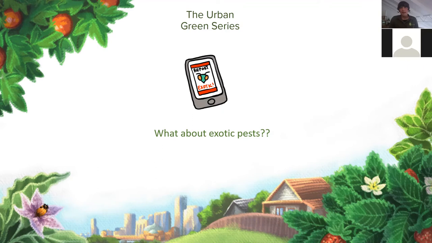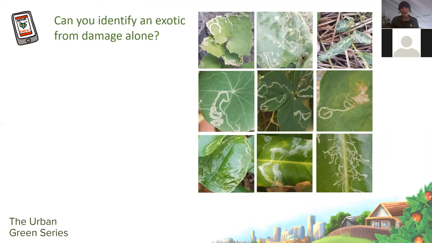Now, unfortunately, it's going to be extremely rare, probably almost never the case, that we could just see damage in our garden and know that it's caused by a new exotic pest. That's because so much of the damage caused by exotic pests that we know about overlaps quite a lot in appearance with a lot of the damage created by the native and naturalized species we already have in Australia. And here's a really great example.